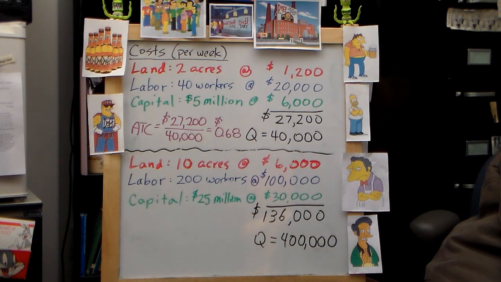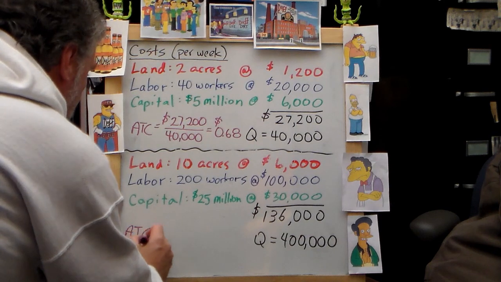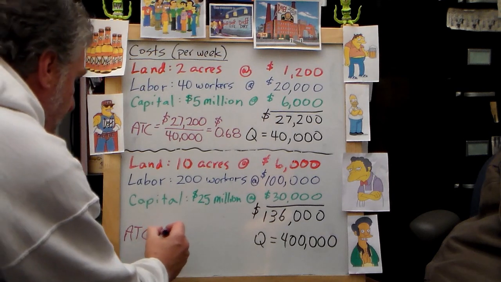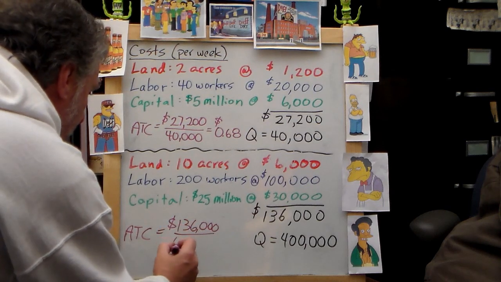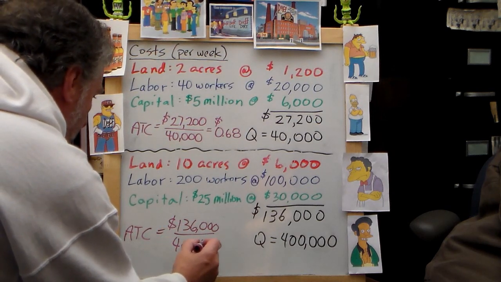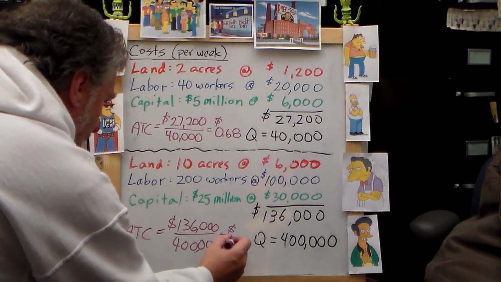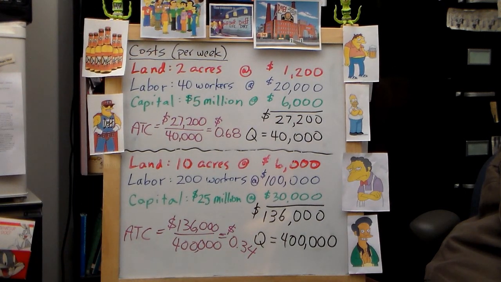So the resources have increased by a multiple of 5. Their output increases by a multiple of 10. What happens to their average or per unit cost? Average or per unit cost is the total cost divided by the quantity produced. $136,000 divided by 400,000 is 34 cents.